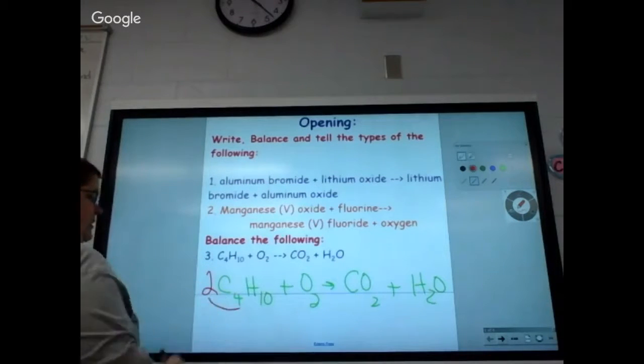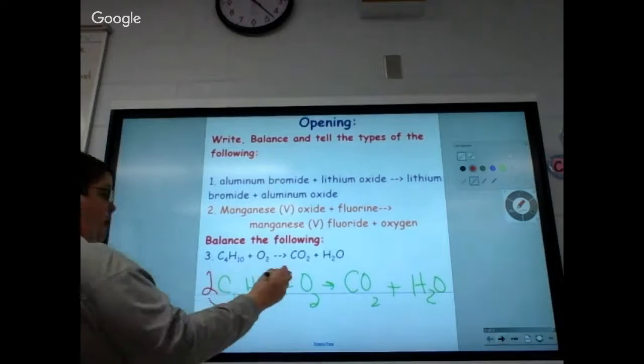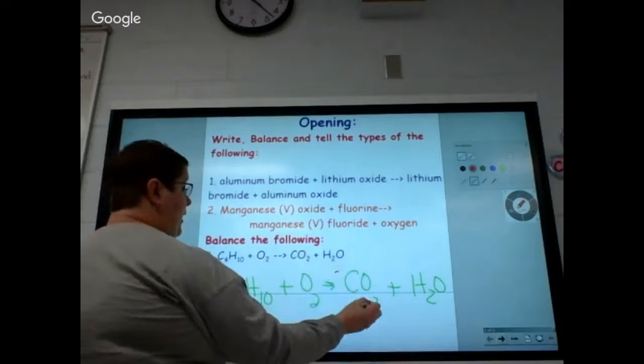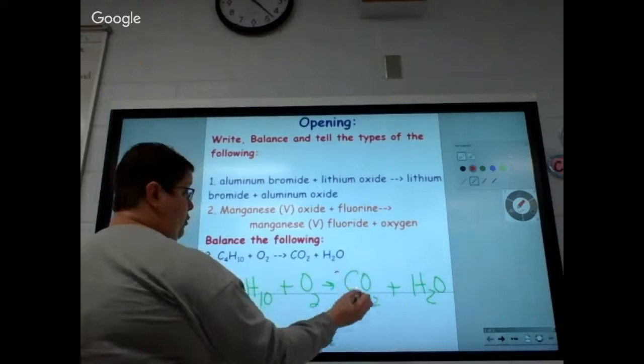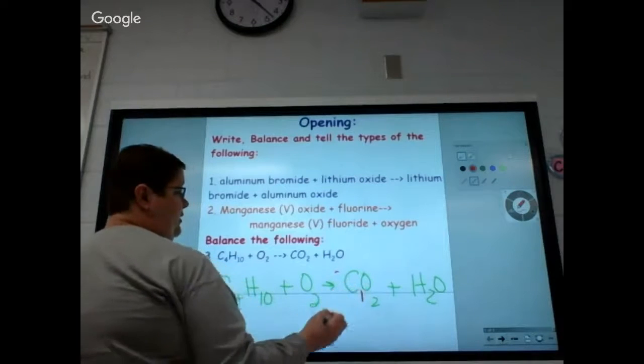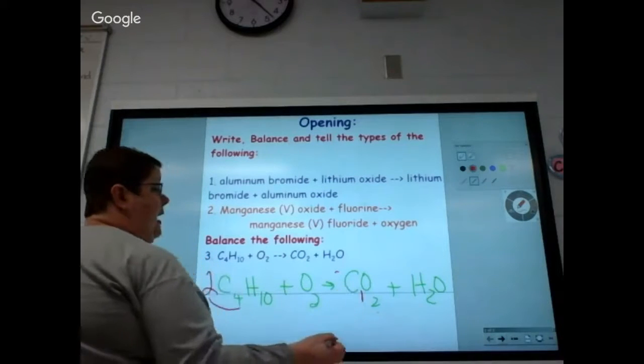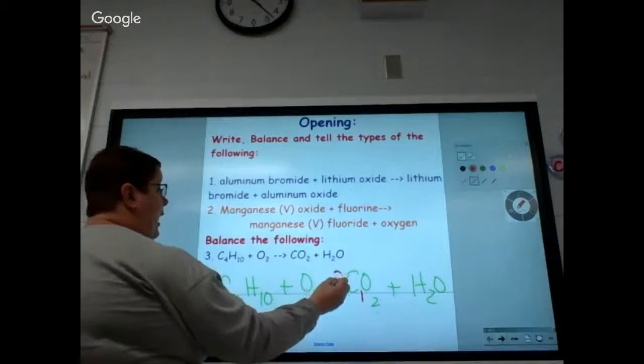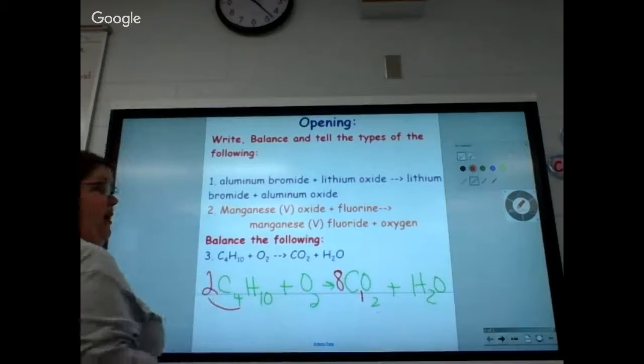So, how many C's is that? 8. So I'm going to put a what here? 4. That 2 only goes to the O. Oh, 8. Okay, that's a 1 on the C. So if I want 8, I have to put what number here? 8. I got to put 8 because 8 times 1 will give me 8 C's.